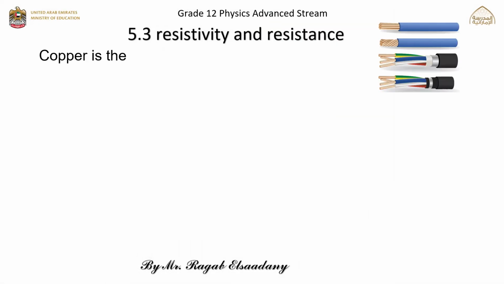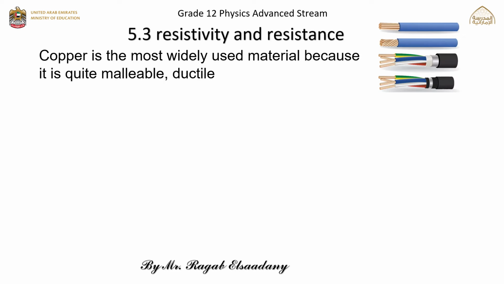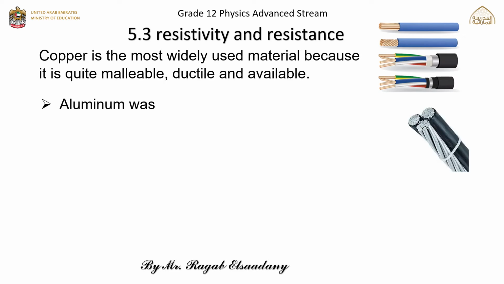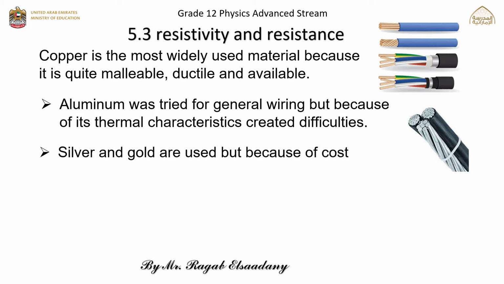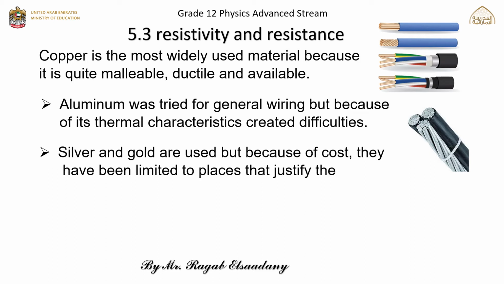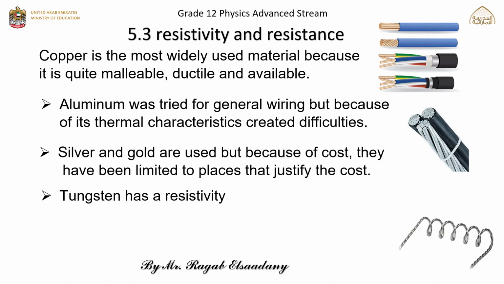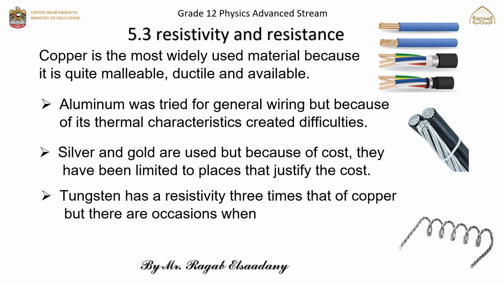Copper is the most widely used material because it is quite malleable, ductile, and available. Aluminum was tried for general wiring, but its thermal characteristics created difficulties. Silver and gold are used, but because of cost, they have been limited to places that justify the cost. Tungsten has a resistivity 3 times that of copper, but there are occasions when its physical characteristics, durability and hardness are the overriding considerations.